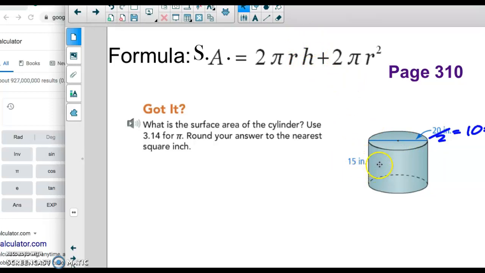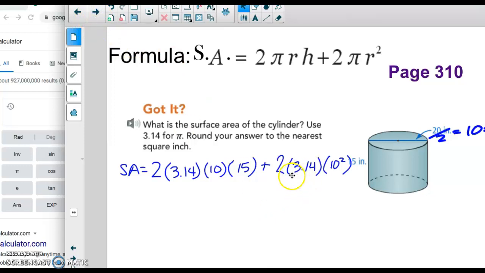So all we're going to do right now is take the 2 stays, pi 3.14, 10 goes in for r, 15 goes in for h. We're going to add, and again we have our 2 pi r squared. Remember that this part of your formula represents those two circles. So the first part, just our lateral area or our rectangle, we'd be getting 2 times 3.14 times 10 times 15. Remembering that this is r radius, this is h 15 or h height.